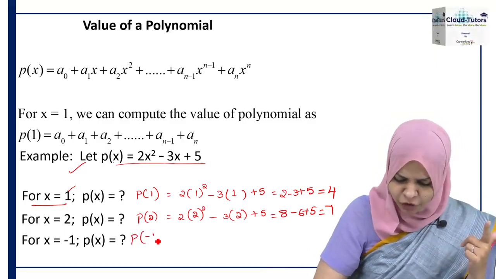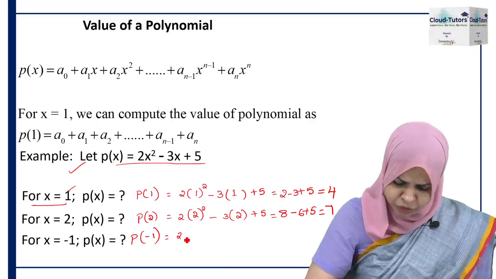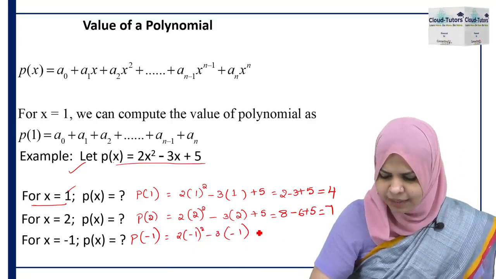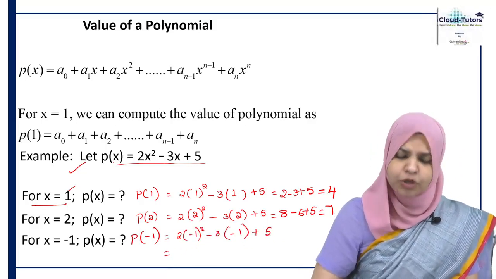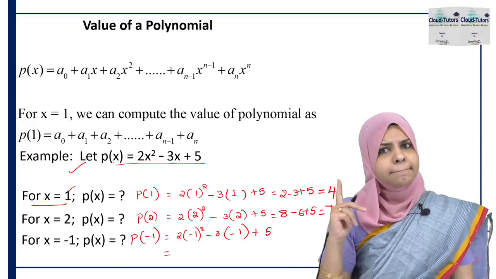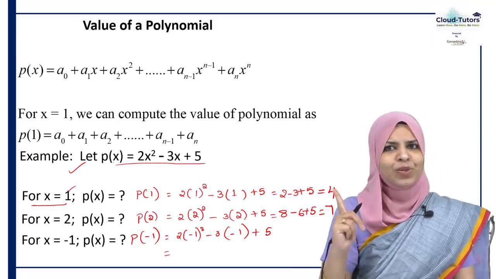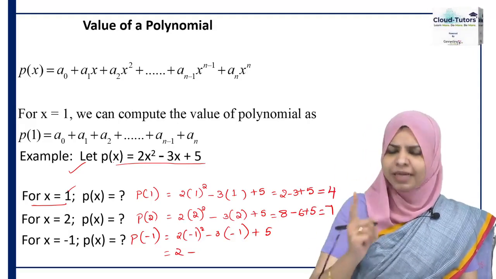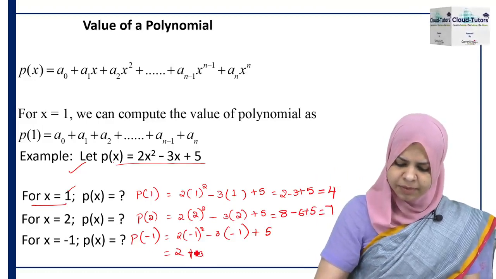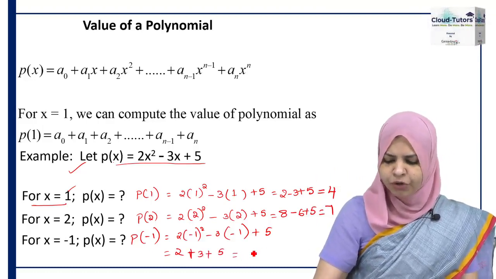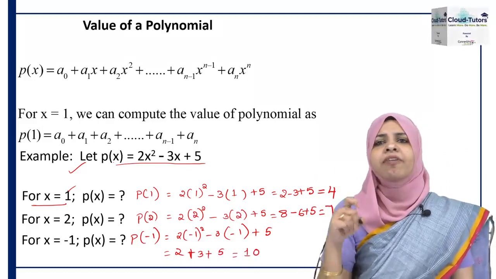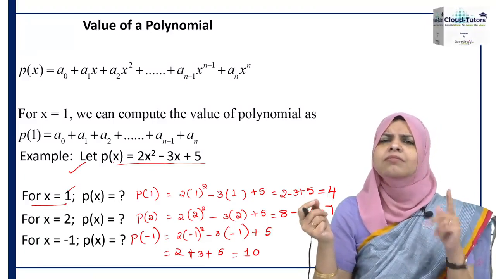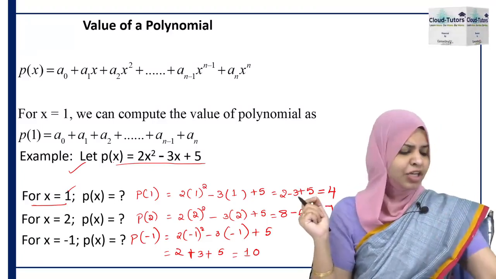So you will write p of minus 1 is equal to 2 into minus 1 whole square minus 3 into minus 1 plus 5. So what is this equal to? Minus 1 whole square is plus 1 or minus 1? Plus 1, right? Plus 1 into 2 is 2. Minus 3 into minus 1 is plus 3. Plus 3 plus 5. So when you add it up, what do you get? 10. So this way we find the value of a polynomial. Why do we even need to find the value of the polynomial? There is a purpose for everything. You will know it very soon.